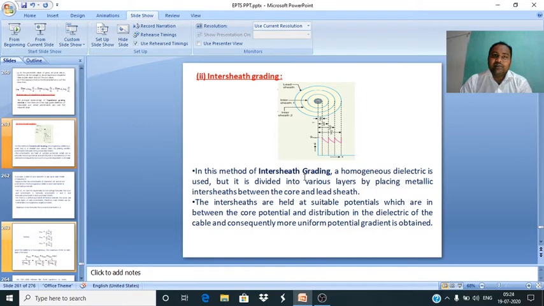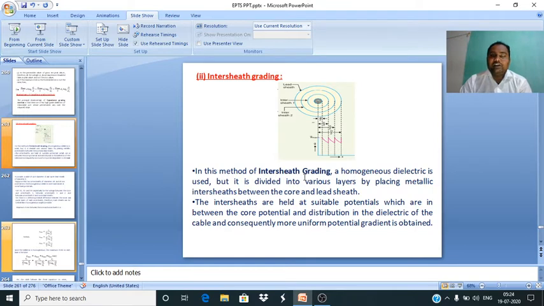Capacitance grading is nothing but using different dielectric materials in different layers, meaning the layer nearer the conductor has more relative permittivity, and the outermost layer has lesser permittivity. That means epsilon r1 greater than epsilon r2 greater than epsilon r3. The main aim of capacitance grading or intersheath grading is achieving uniform electrostatic stresses in a cable.